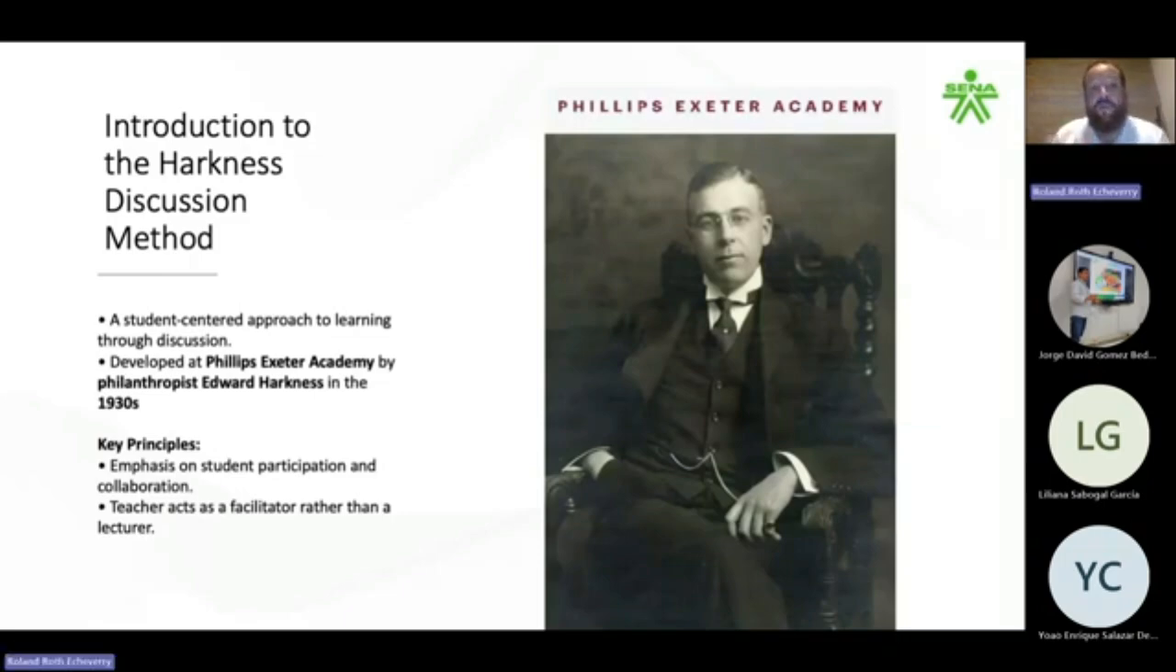Now I'm going to tell you what this method is about. The Harkness method places students at the center of the learning process. Unlike traditional classroom setups where the teacher leads the discussion, the Harkness method encourages students to participate actively and work with each other. The teacher's role here is more of a facilitator rather than a lecturer, guiding students as they explore different ideas and perspectives.